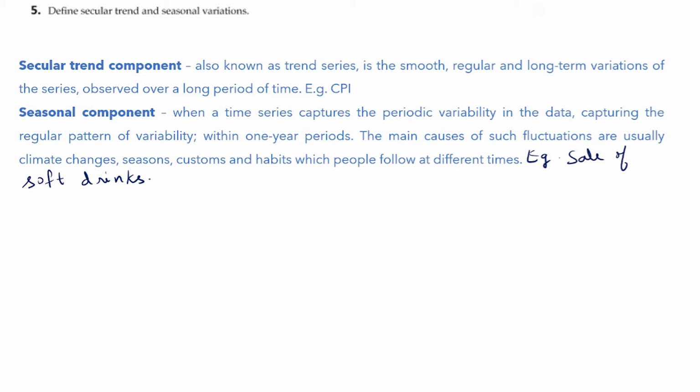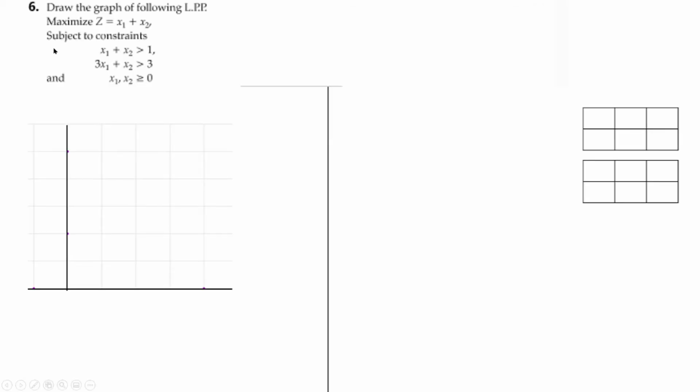Moving on to the next question. Draw the graph of the following LPP. Maximize Z is equal to x1 plus x2 subject to the constraints x1 plus x2 greater than or equal to 1, 3x1 plus x2 greater than or equal to 3, x1, x2 greater than or equal to 0. So let us take the first one as the first constraint and the second one as the second constraint. On the graph, instead of x and y we have x1 and x2. Let us mark the points.